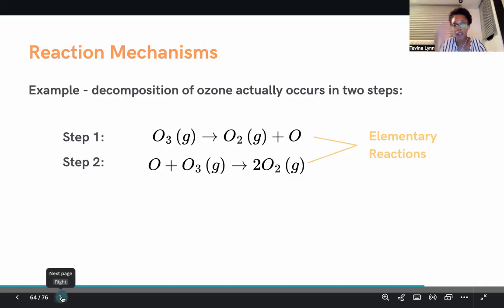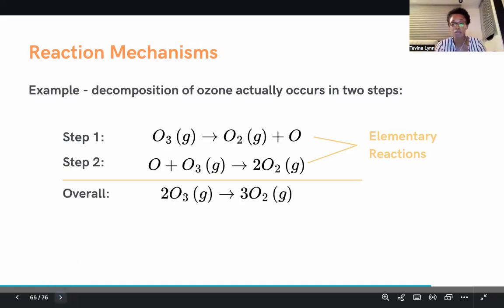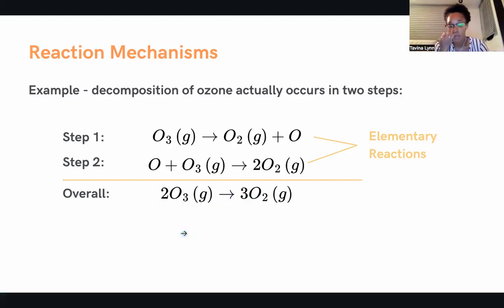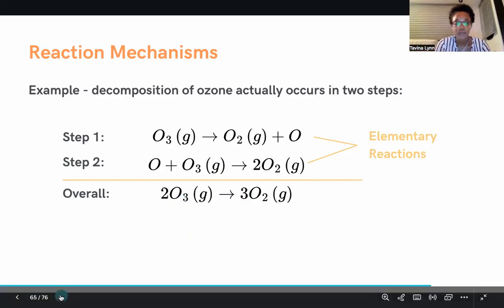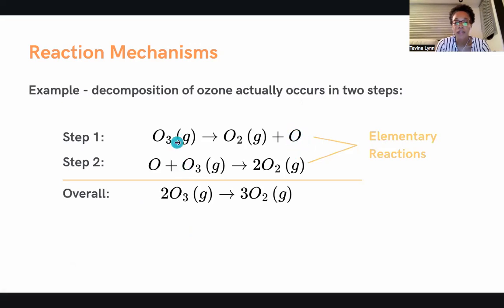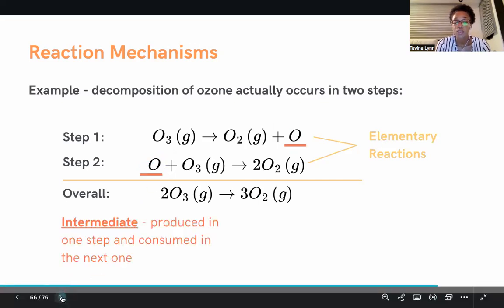And the elementary reactions should sum together to give the overall net reaction or overall balanced chemical reaction. So when we talk about the decomposition of ozone, this is the overall balanced chemical equation. Now notice that we have oxygen that forms here in step one, that it appears, right? So it's a product in step one, it's produced, and then it is a reactant or consumed in step two. So these are called intermediates. Intermediates are produced in one step and then consumed in the next step.